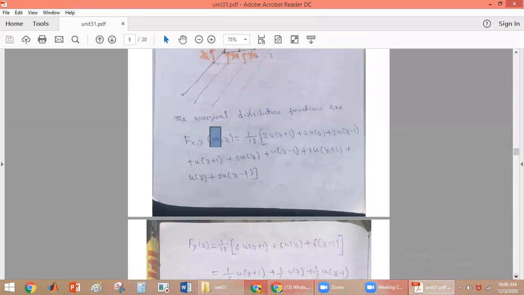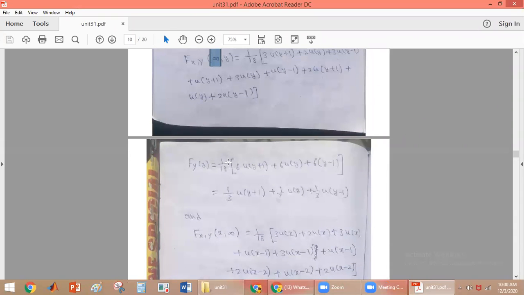Finally, we write what is the fy of y. So it is 1 by 18, 6 u of y plus 1 plus 6 u of y plus 6 u of y minus 1. And finally, we'll be writing 1 by 3 u of y plus 1 plus 1 by 3 u of y plus 1 by 3 u of y minus 1.